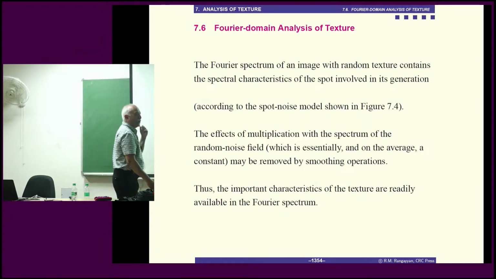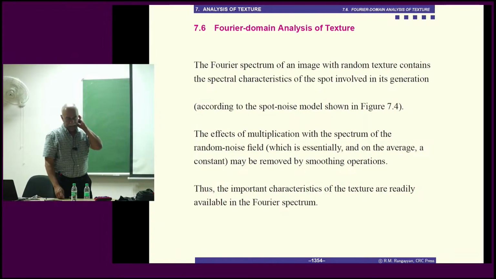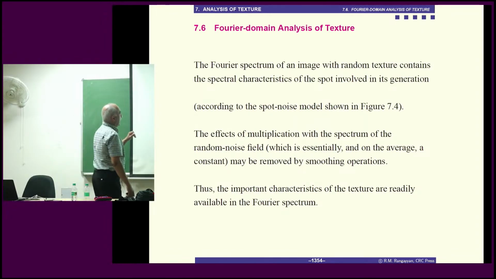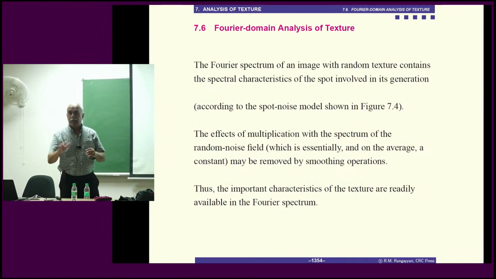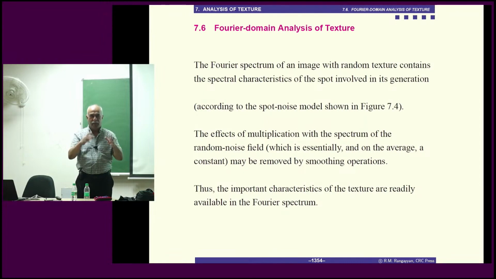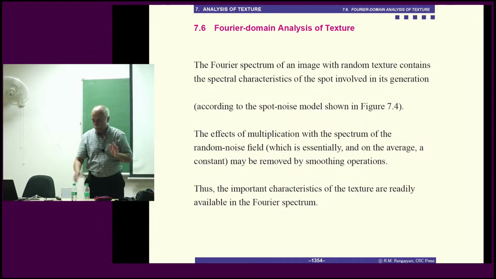In the Fourier domain also, you can derive some measures of texture. The Fourier spectrum of an image with random texture contains the spectral characteristics of the spot involved in the generation. We saw that the spectrum of the texture image looks like the spectrum of the spot. The random input has a flat spectrum and the effect of that is negligible. Thus, the important characteristics of the texture are readily available in the Fourier spectrum.